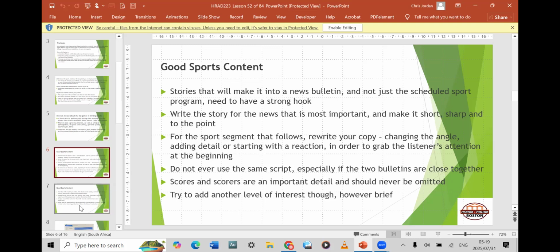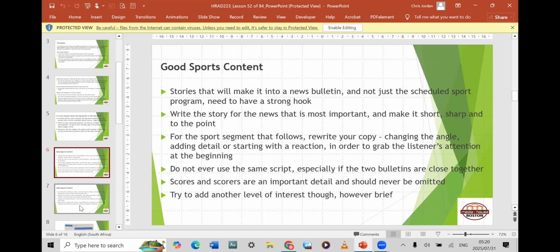Sidebar. Stories that will make it into a news bulletin, not just the scheduled sports bulletin, need to have a strong hook. All stories have to have a strong hook, right? So write the story for the news that is most important. Make sure it's short, sharp, and to the point. Now, for the sports segment itself that follows, rewrite that copy, changing the angle, adding detail, or starting with a reaction in order to grab the listener's attention at the beginning, right?